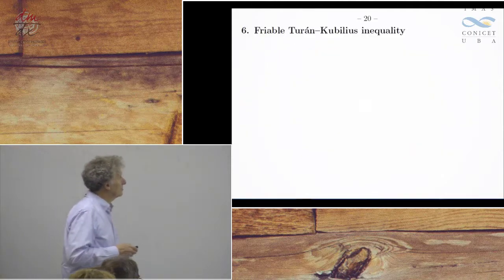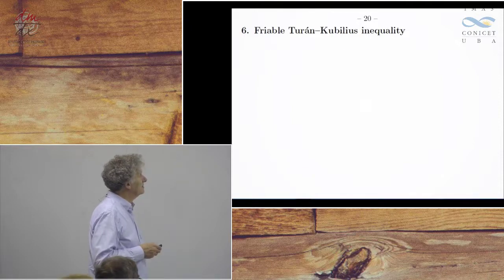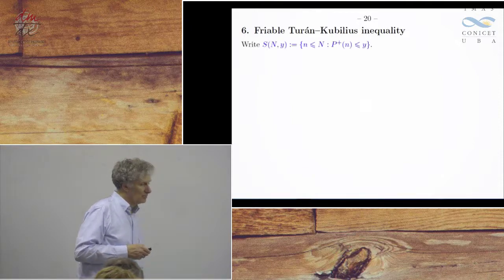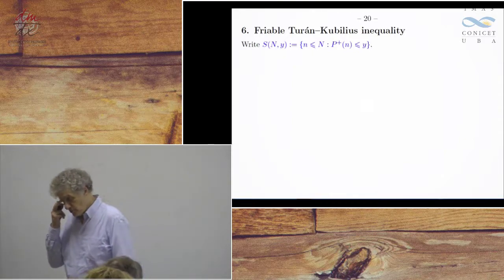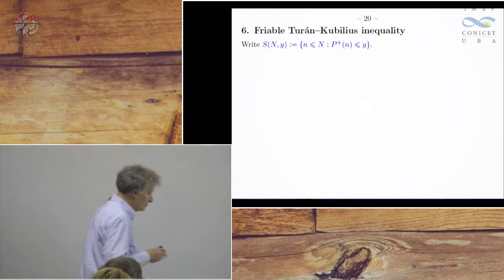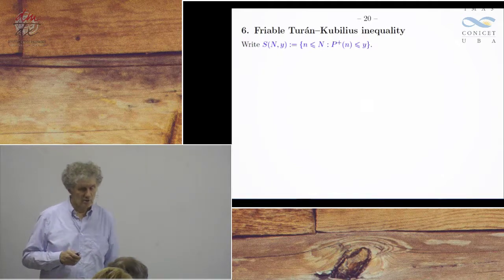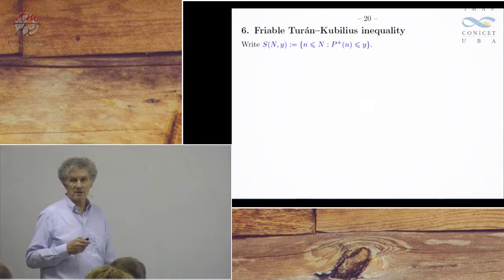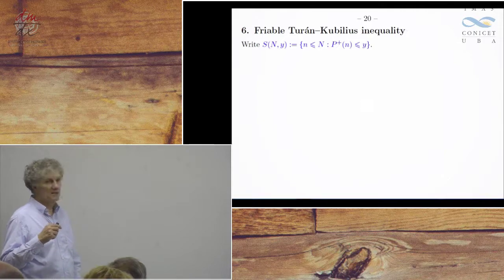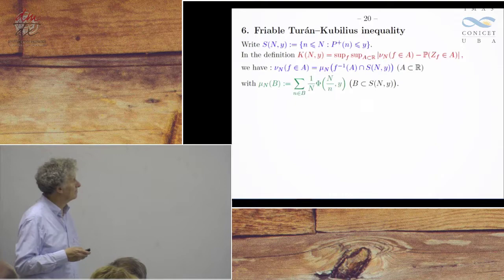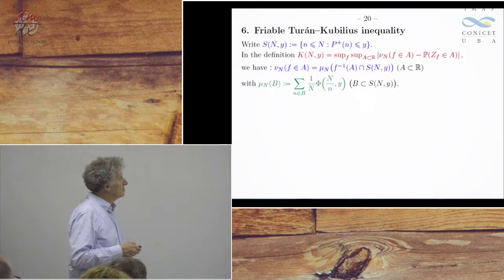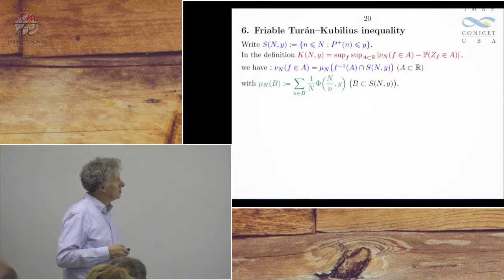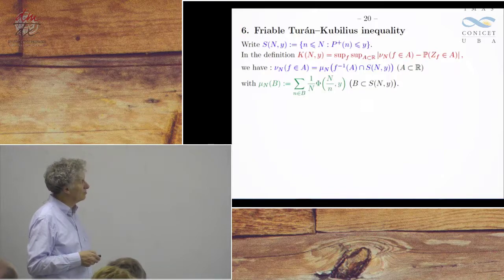Now, the friable Turan-Kubilius inequality. In the Kubilius model, you ignore large prime factors. So suppose now that you want to study the Turan-Kubilius inequality, but for those additive functions which are 0 on the large primes. In the definition of the Kubilius gauge, here we have a measure which emphasizes small integers, because you have here the phi of capital N over little n.